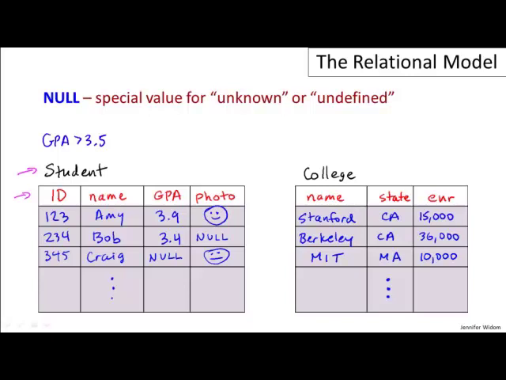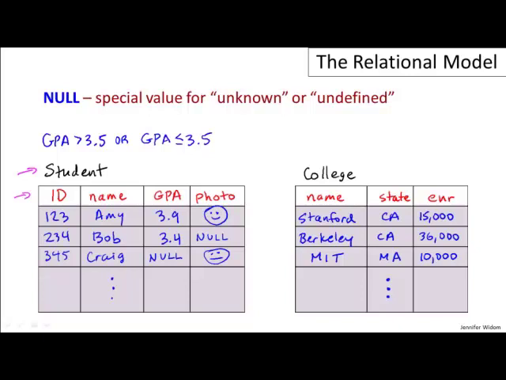Now let's suppose we had another query where we ask for the GPA less than or equal to 3.5. Similarly, we would not have Amy in the result, and we would certainly have Bob in the result. And similarly, we would not have Craig in the result because we don't know that his GPA is less than or equal to 3.5. So far, so good. It gets a little weird when we add an or in our query.